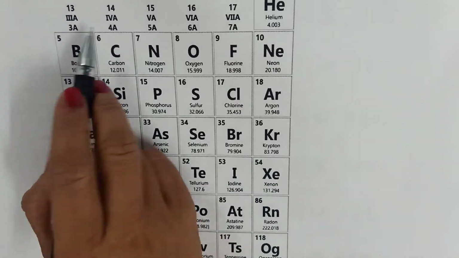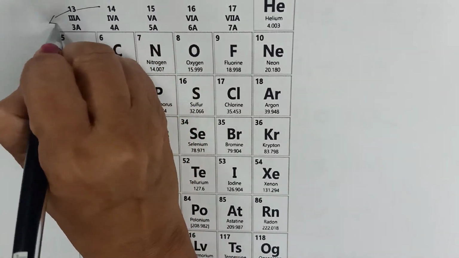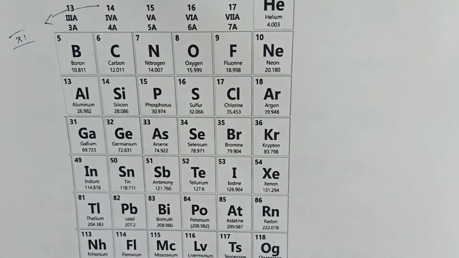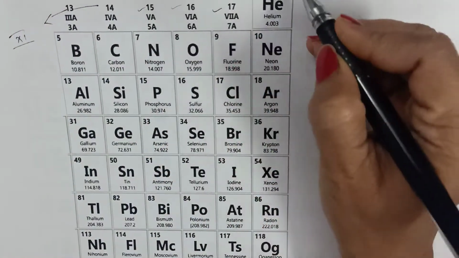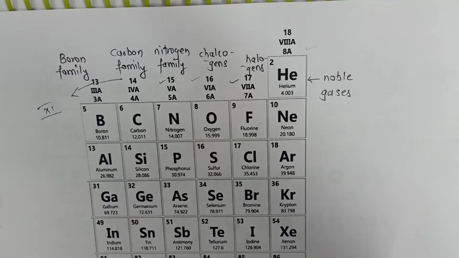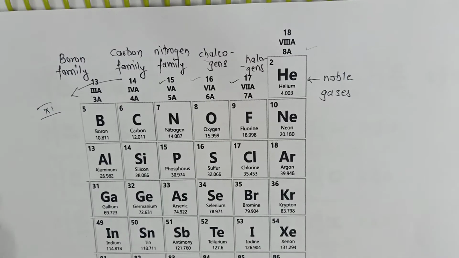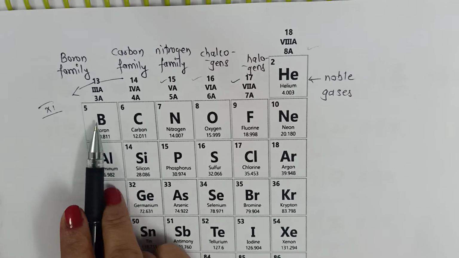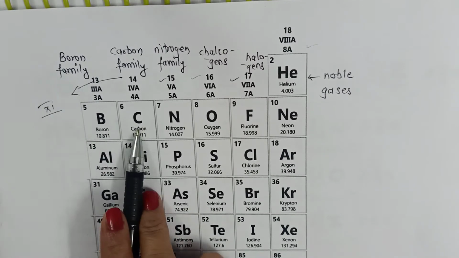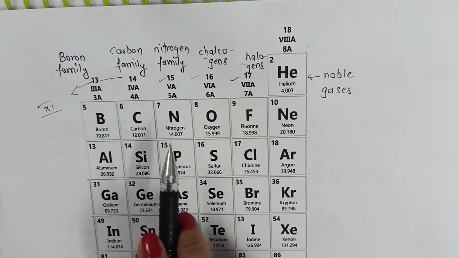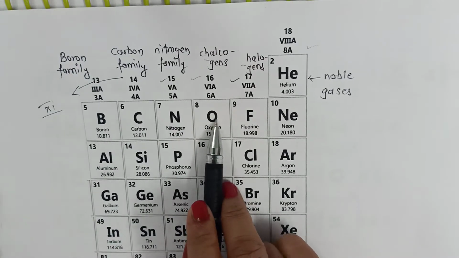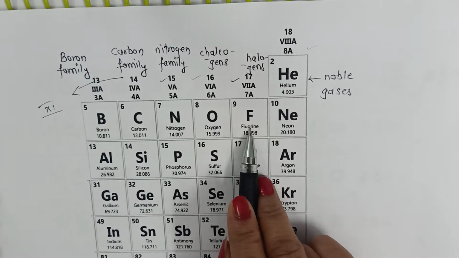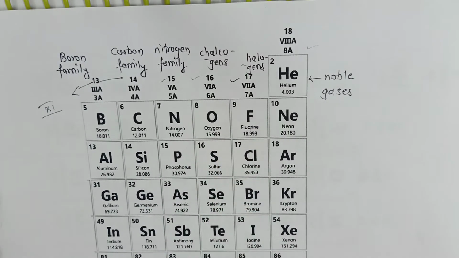Out of which group number 13 and 14, these two we have already studied in class 11th. So now we are supposed to study group number 15, 16, 17 and 18. Out of 6 groups present in P block element, group number 13 is called as boron family. Group number 14 is called as carbon family. Similarly, group number 15 is known as nitrogen family. Group number 16 is known as chalcogens. Group number 17 is known as halogens, and group number 18 is known as noble gases.